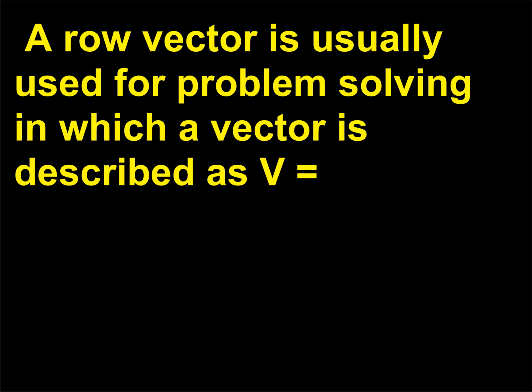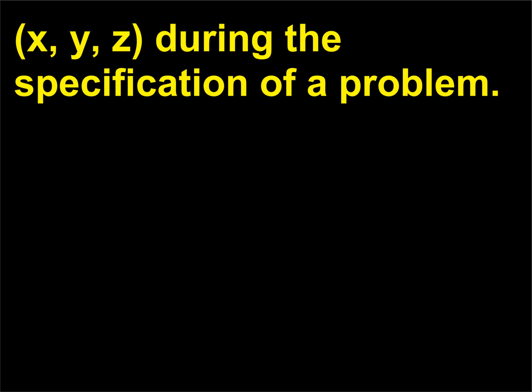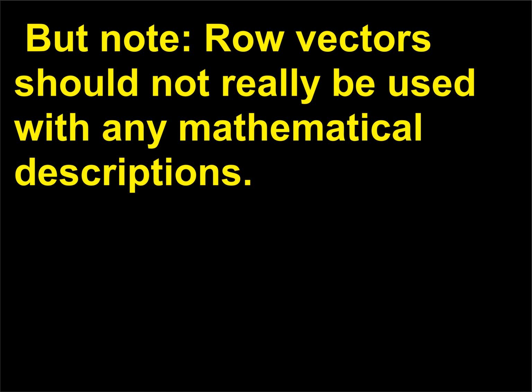A row vector is usually used for problem solving in which a vector is described as v equals (x, y, z) during the specification of a problem. But note, row vectors should not really be used with any mathematical descriptions.